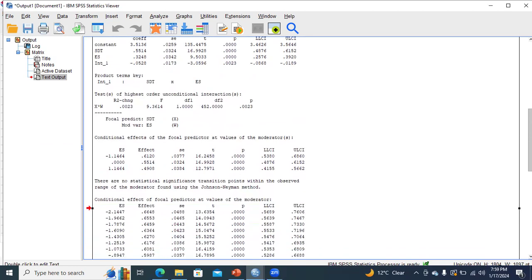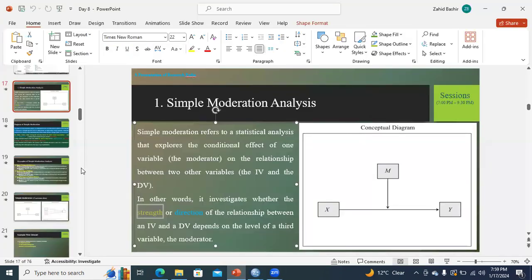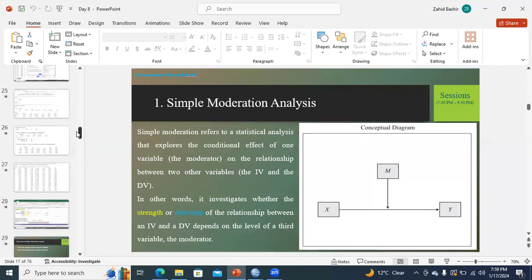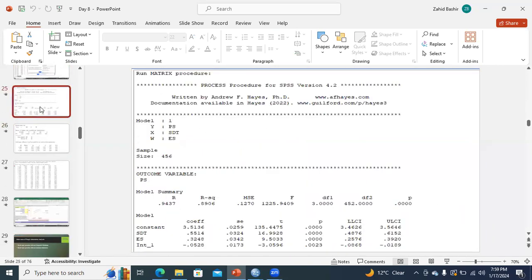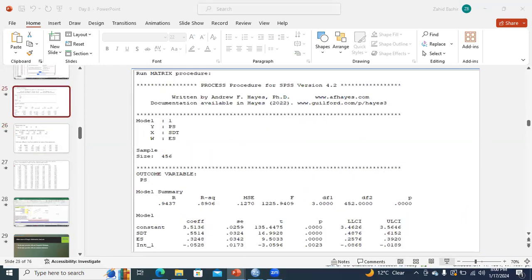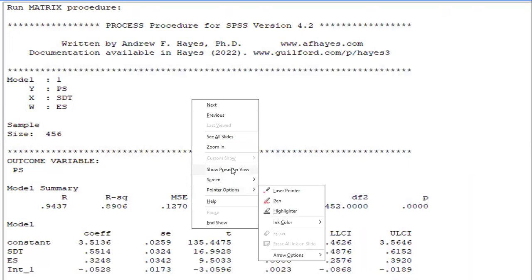Next, if you can see the conditional effect of the focal predictor at values of the moderator. So what does that mean? I will let you know through my slides. Just wait for the slides to open. I have included a lot of things over here. First of all, I have told you about the output. I have told you about the model summary. Just a minute.